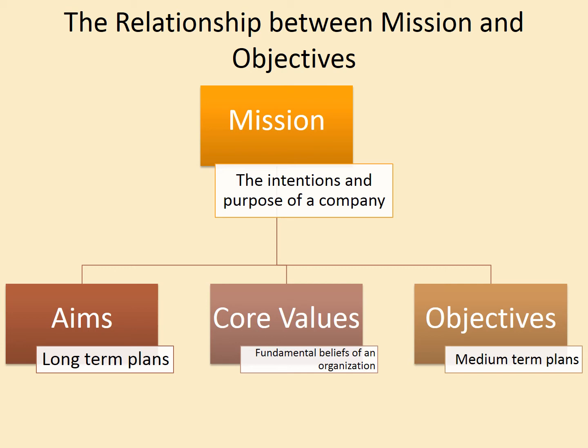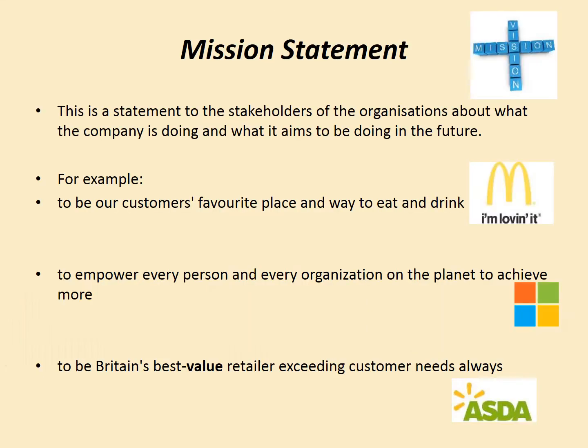Then they get branched down into aims, which are our long-term plans. So think somewhere along the lines of in 5 years we want to, in 10 years we want to. Core values, which are the beliefs of the organization, and then objectives, which effectively are all the little things that need to be done in order to meet the mission and make it make sense.